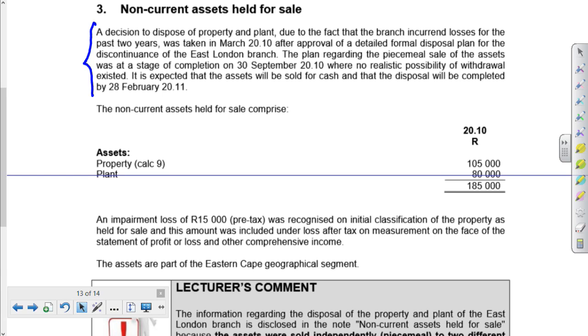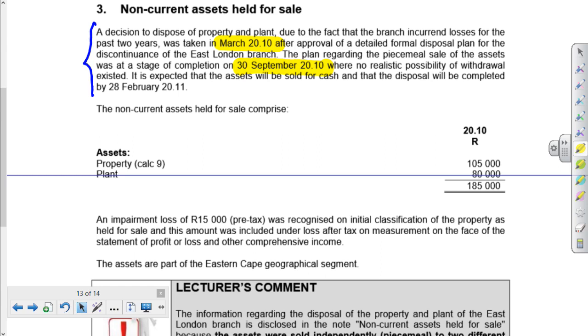A decision was taken to dispose of property and plant due to the fact that a branch incurred losses for the past 2 years. It was taken in March 2010. So they talk about what's happened and when the decision was made. At that stage, there was an approval of a detailed formal disposal plan for the discontinuance of the East London branch. The plan regarding a piecemeal sale of the assets was at completion stage at 30 September 2010. So the decision was made in March, but all the criteria were basically met in September. Do you agree? That's more or less where it says.